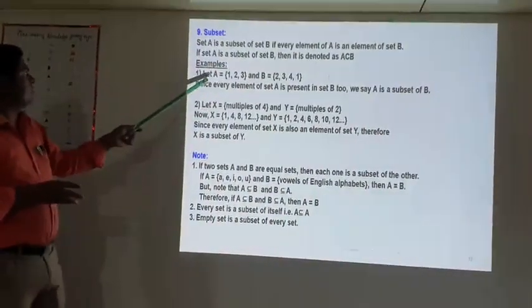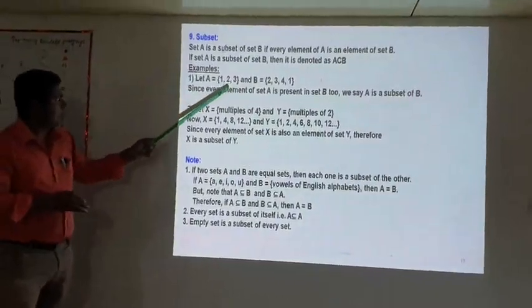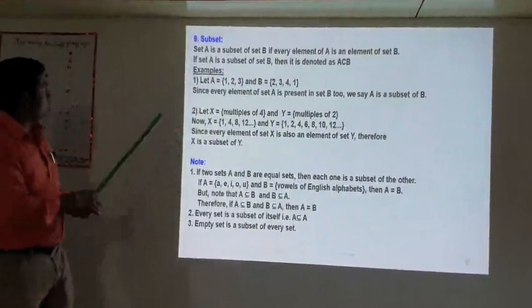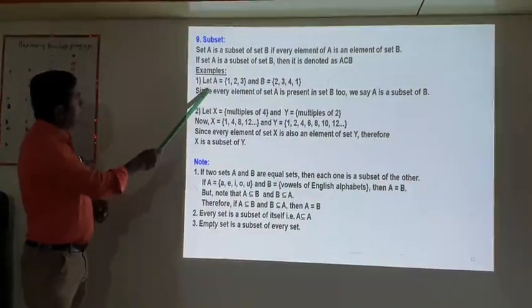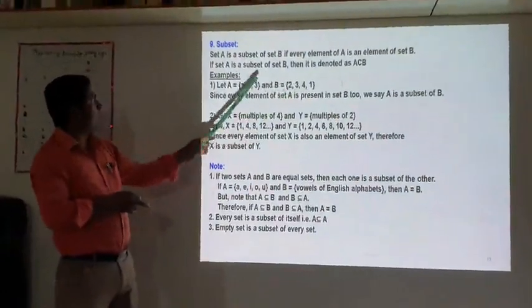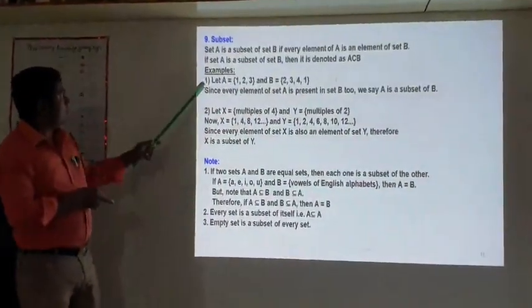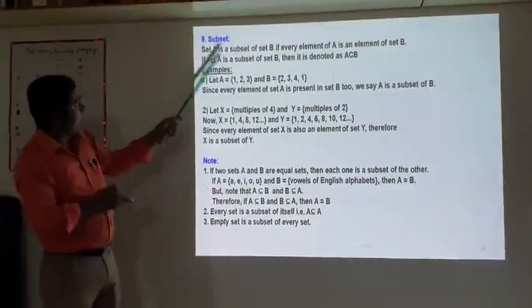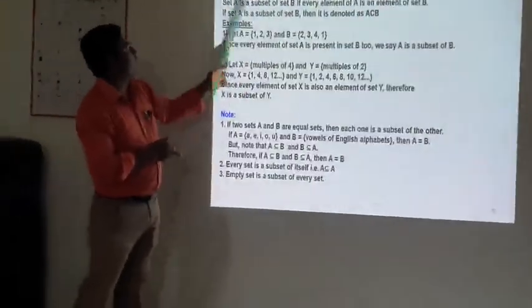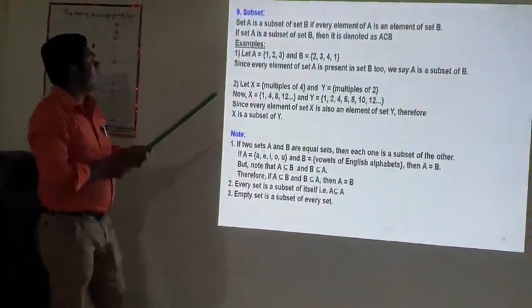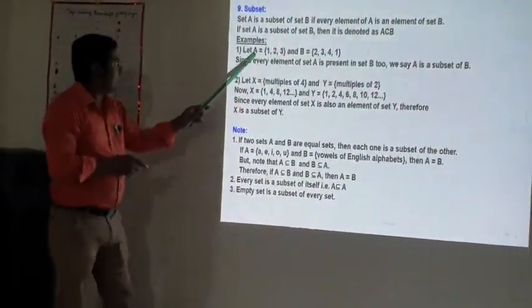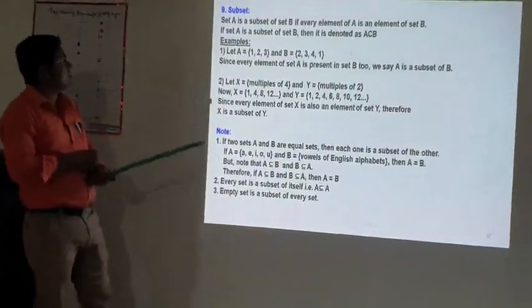See one example here. A is equal to {1, 2, 3}, B is equal to {2, 3, 4, 1}. It means all elements of A are contained in B. B has 1, 2, 3, 4, and A has 1, 2, 3. A contains only elements taken from set B, so A is a subset of B.